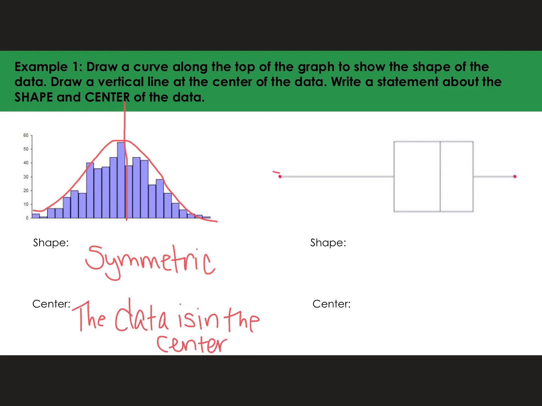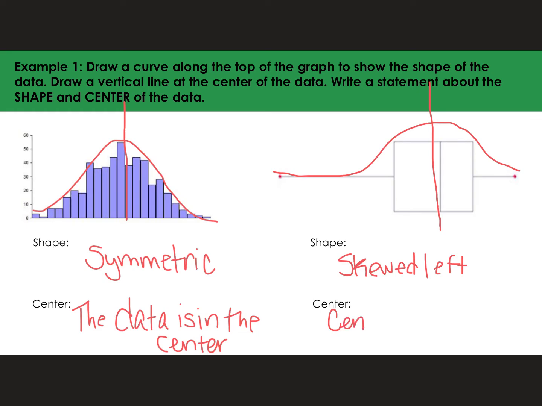Okay, we have a box plot. We learned a little bit about those the other day. When I draw this from end to end, this shape seems to be skewed left because the tail is on the left. If I draw a line through the center of my hump, I can see the center is on the right side.